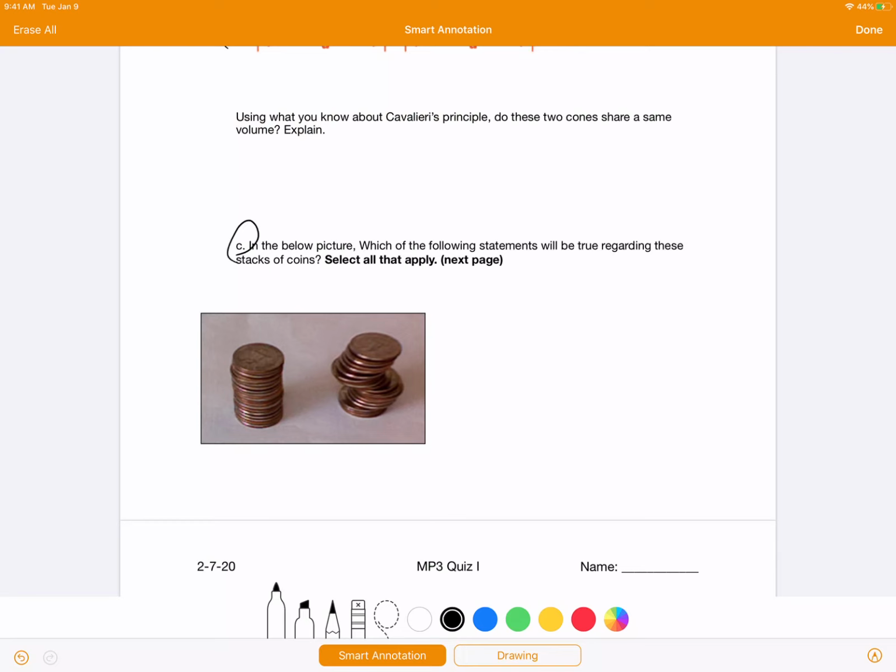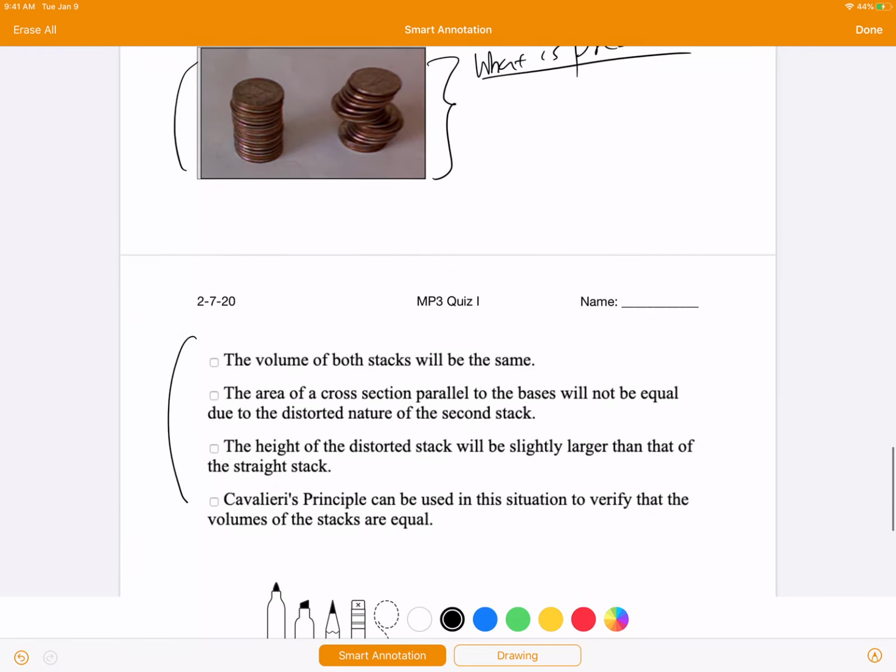The coin question in the below picture: which of the following statements will be true regarding the stack of coins? So look at these coins and what is preserved? That is the question. Looking at this photo, you're going to select the two choices that will be the answer choices to this question. The volume of both stacks will be the same. Will they? Then click it. Not click it, just check. Give a little check here.